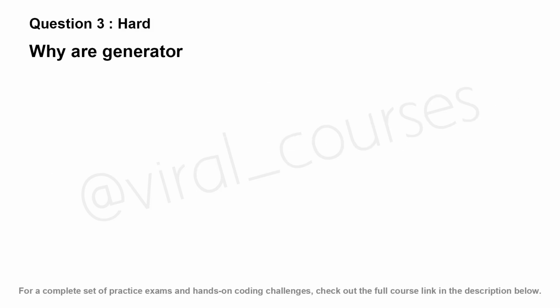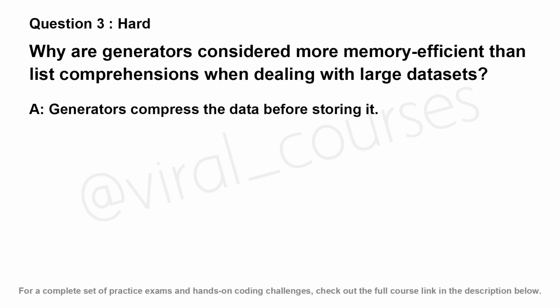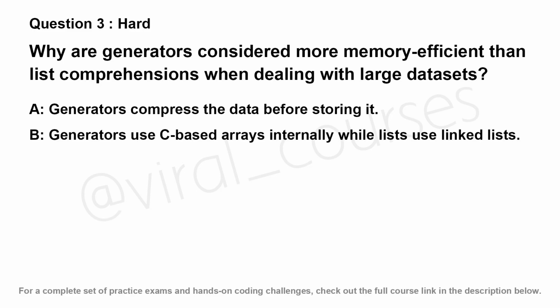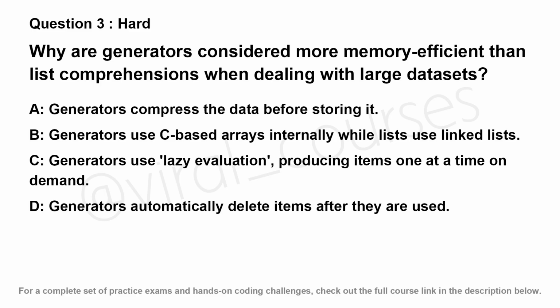Why are generators considered more memory efficient than list comprehensions when dealing with large datasets? Option A, generators compress the data before storing it. Option B, generators use C-based arrays internally while lists use linked lists. Option C, generators use lazy evaluation, producing items one at a time on demand. Option D, generators automatically delete items after they are used.